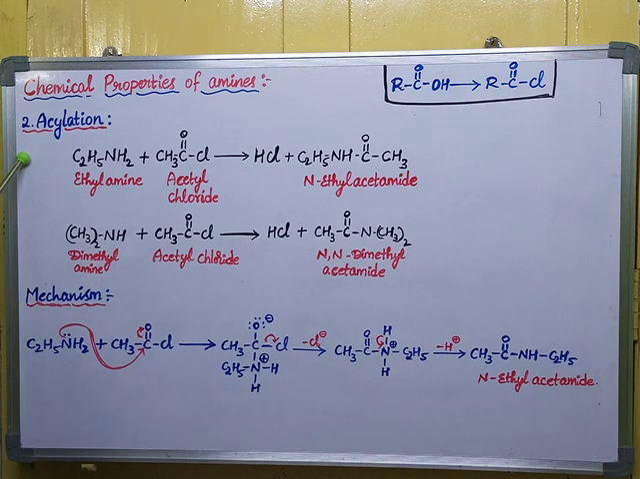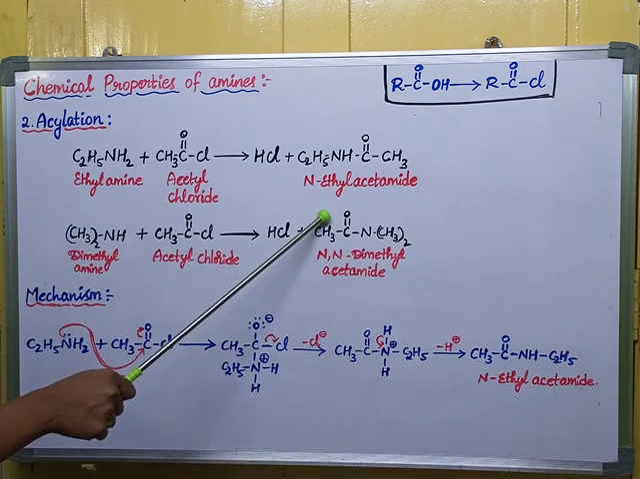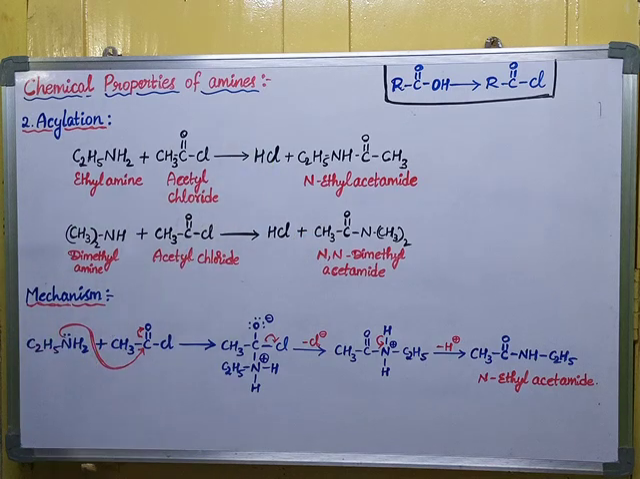So what is the acylation process mainly? If you take primary or secondary amines, they react with acid chlorides to produce N-substituted amides, along with hydrochloric acid as a byproduct.